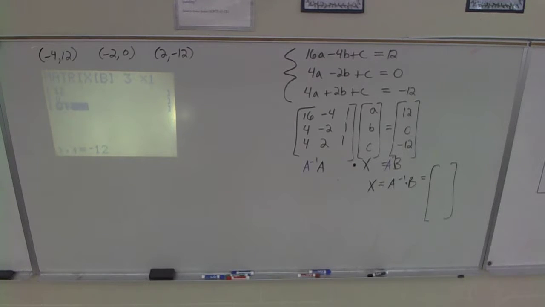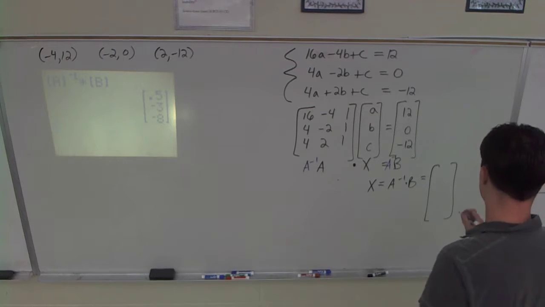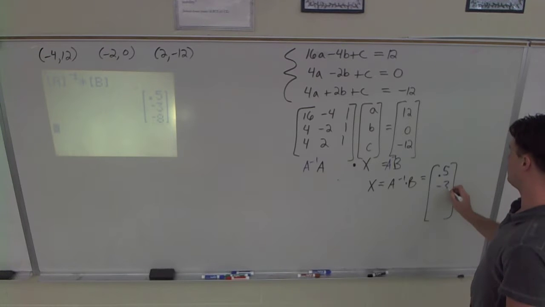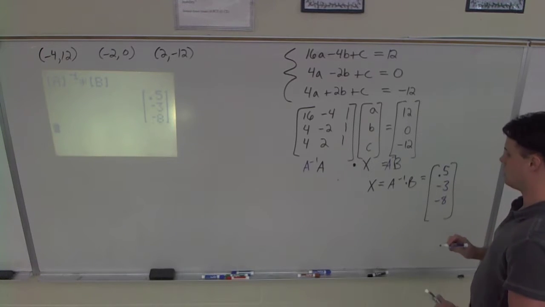Now I can tell my calculator what I want to do with them. So back out on the home screen, I'm going to go second matrix, grab A, and invert it. That's that same button that guides matrices. Multiply that by matrix B. Done. So, my calculator said 0.5, -3, and -8.